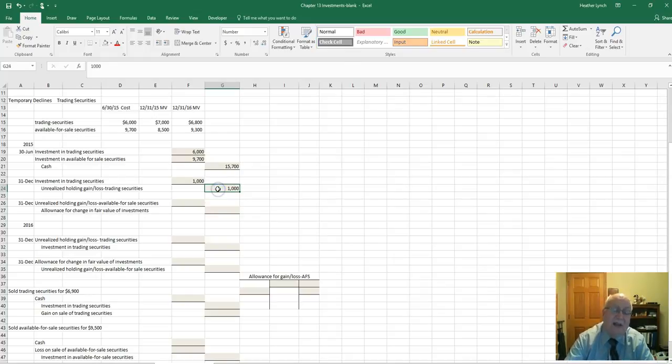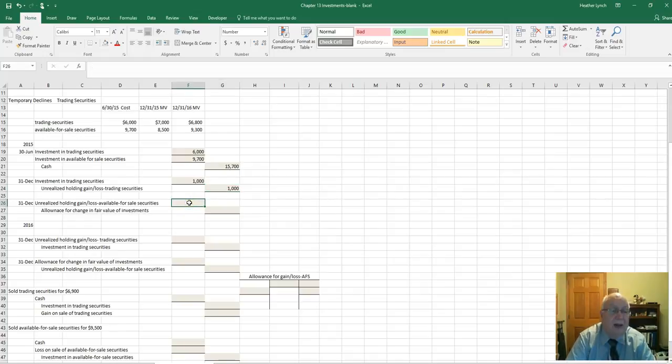Now, this goes on the income statement as an unrealized holding gain or loss. So that will be on the income statement, which means at year end it goes into the retained earnings because it's closed out into retained earnings. The investment account now will be on the balance sheet for $7,000.